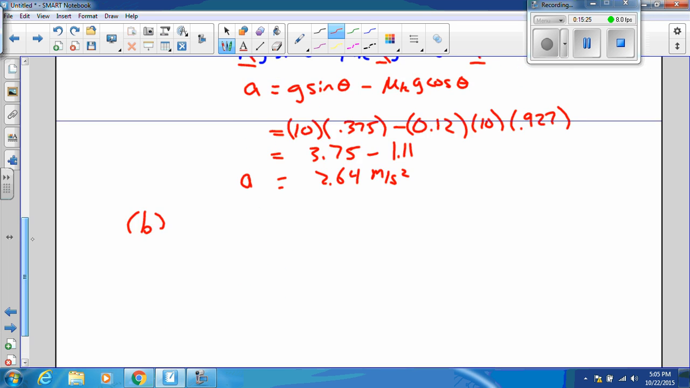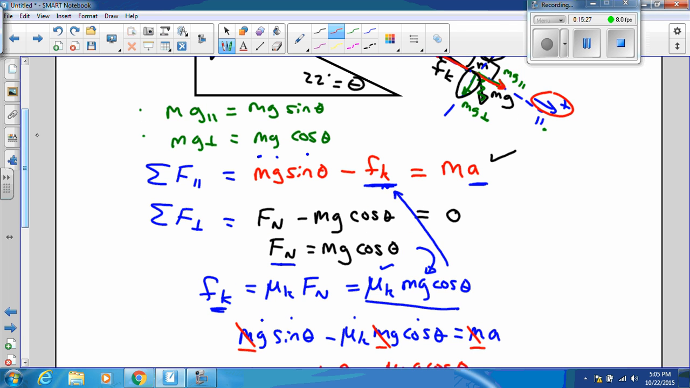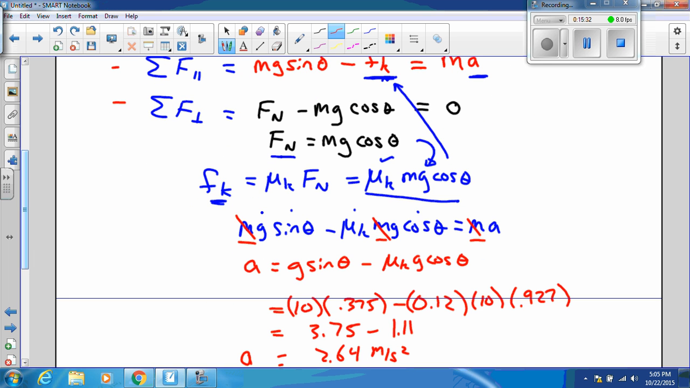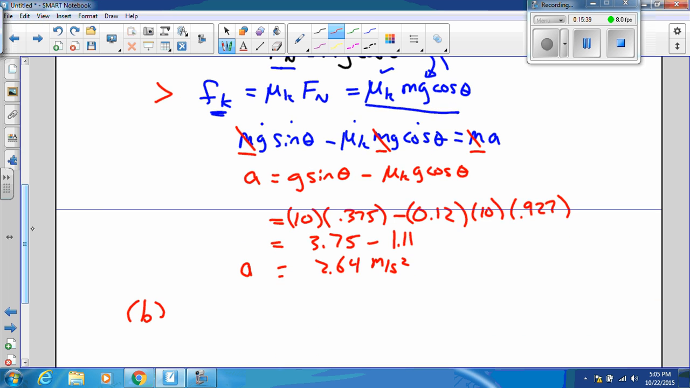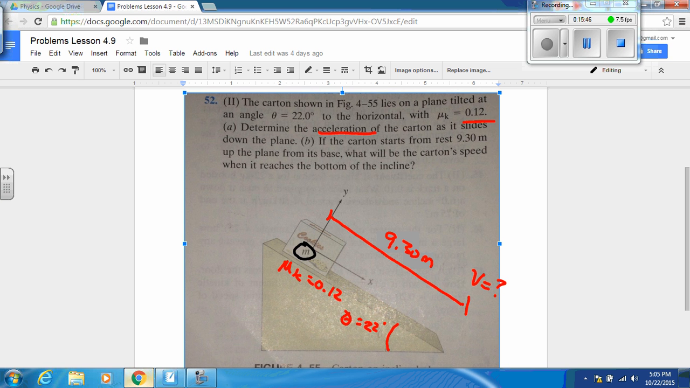That's part A. Part B is much more simple. To review what we did here, the key was Newton's laws that gave us equations that we could solve, and we needed the friction relation as our third equation. Once we had that, the algebra kicks in, and we solve by substituting. In part B, they ask us if the carton starts from rest 9.3 meters up the plane, what will the carton's speed be when it reaches the bottom of the incline?